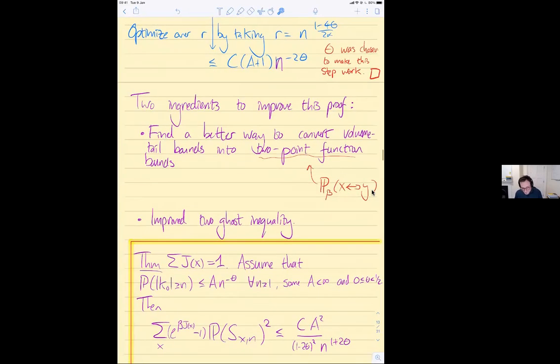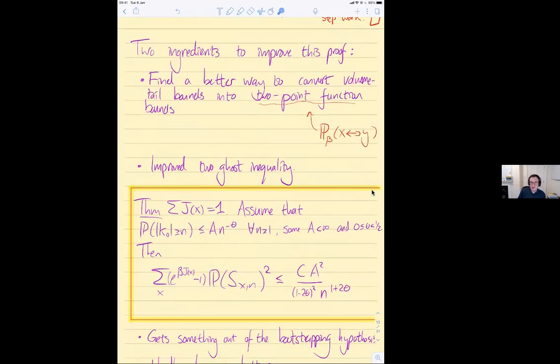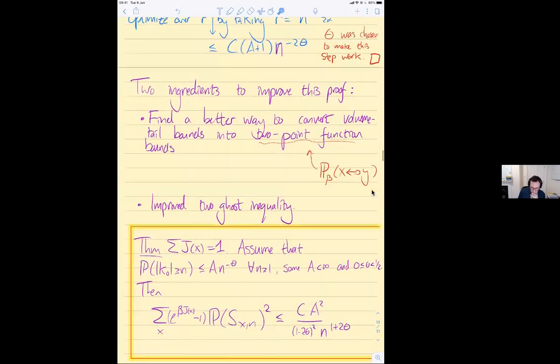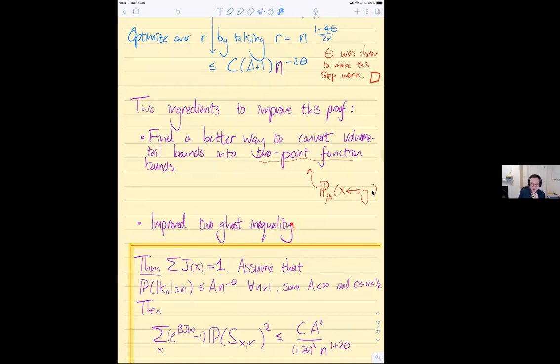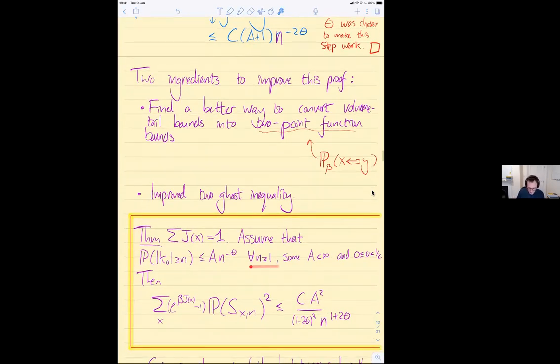There are two main ingredients that go into improving this and proving the full strength version of the theorem. One of them is just to prove a slightly stronger version of the two-ghost inequality that handles very long edges a bit better. There's a statement here, but since I didn't tell you about the proof of the original version, I'm not going to tell you about the proof of this improvement either.